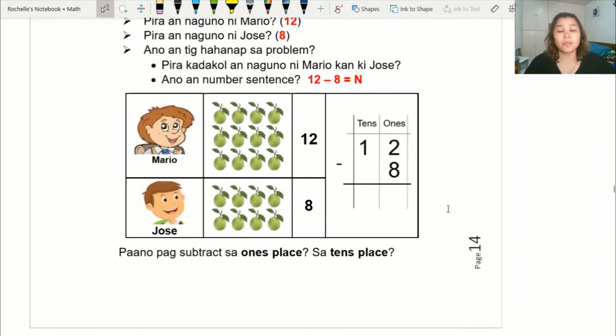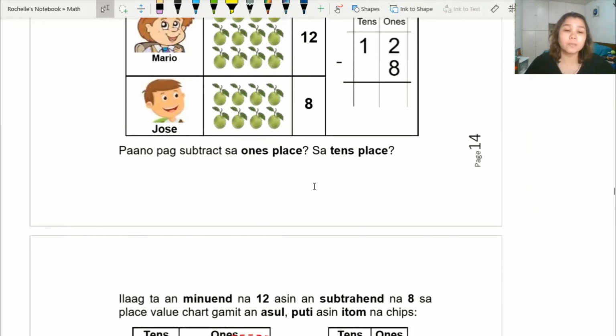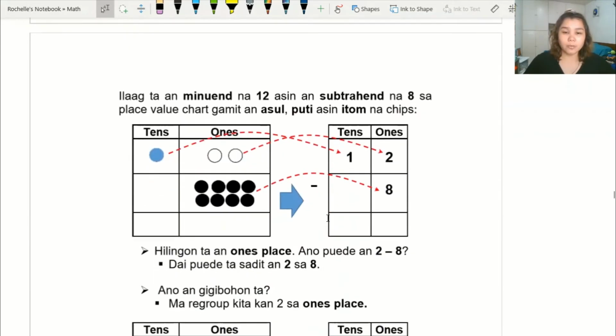So, how do we find n? If 12 is written in columns, the ones should be in one column, and the tens should also be in one column. So, how do we subtract in the ones place and then in the tens place? Let's show the minuend 12 and the subtrahend 8 in the place value chart using blue, white, and black chips.